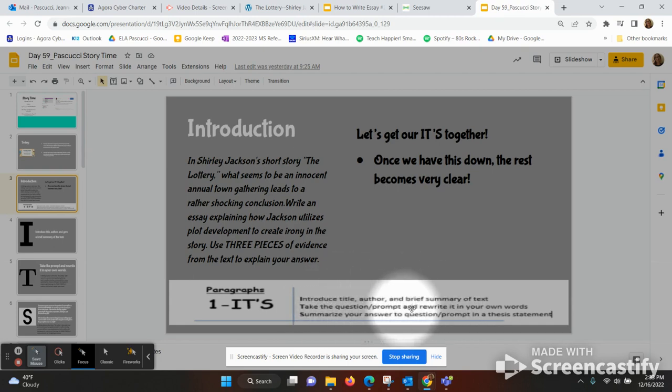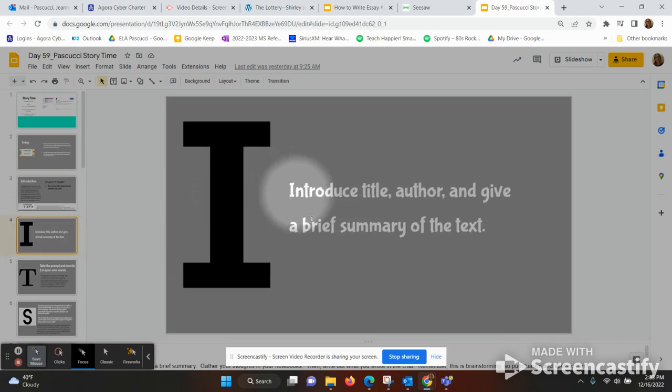T: take the question or prompt and rewrite it in your own words. And S: summarize your answer to the question or prompt in a thesis statement. Okay, thesis statement is a fancy pants way of saying your answer. All right, so the I: introduce the title, the author, and give a brief summary.